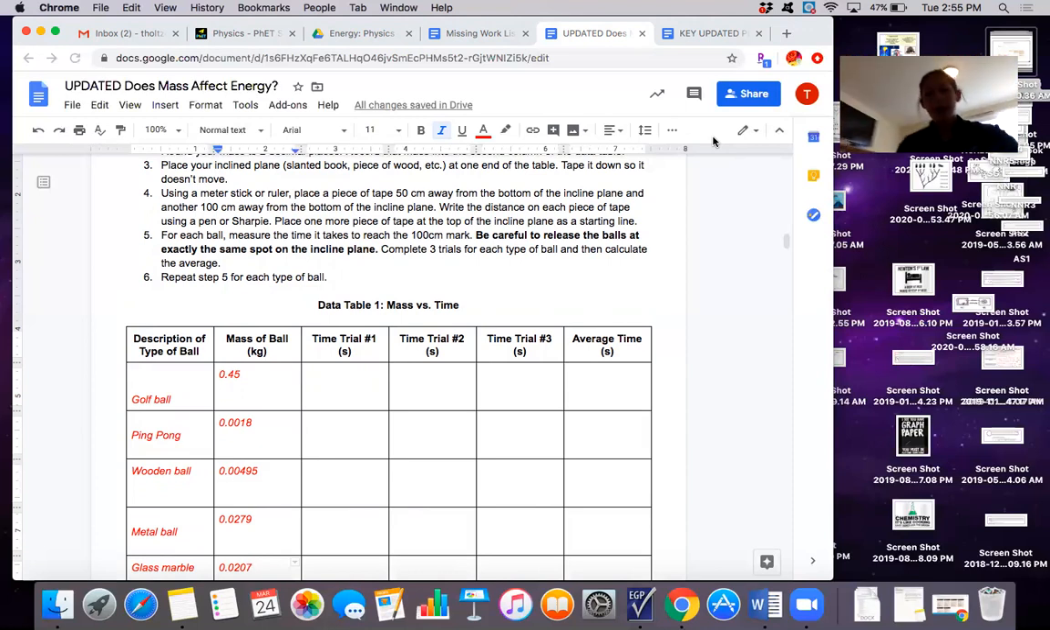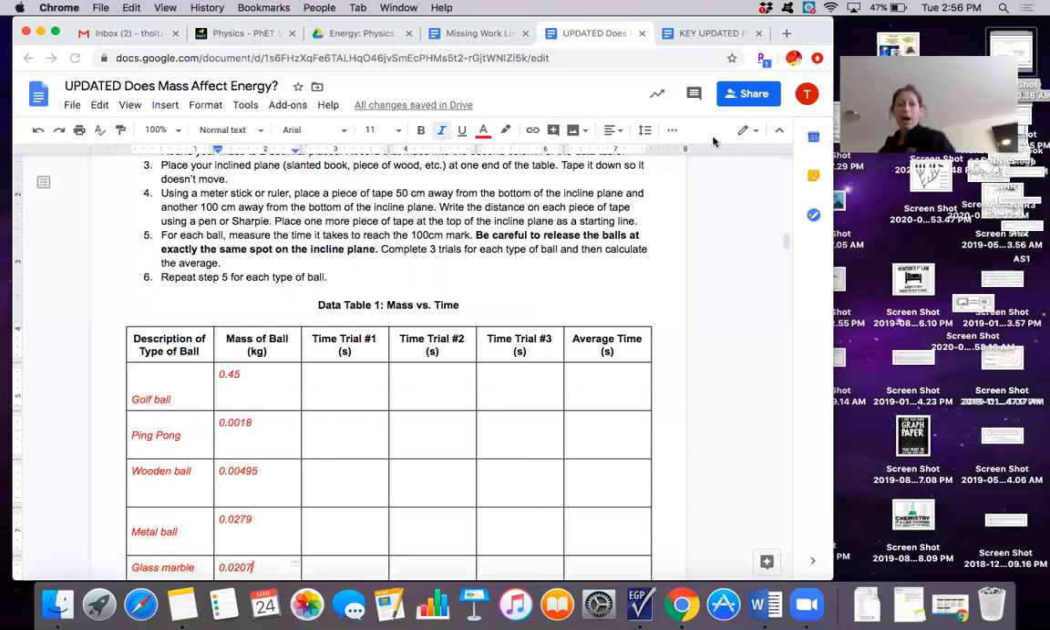So that's where your iPad might come into play. You might not have a meter stick or a ruler hanging around. Use your iPad, which is about 27 centimeters long, and just under 2 lengths of your iPad, put your 50 centimeter tape, and just under 4 lengths of your iPad, put your 100 centimeter tape. If you're a little off, then that's okay. We're gonna make do with what we've got.